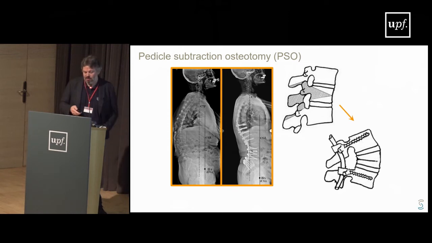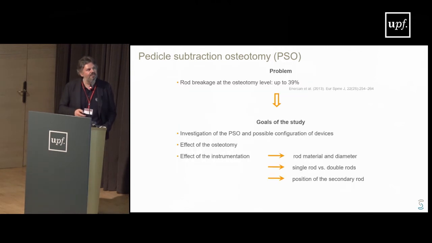It's a big problem. So what we tried to study with the finite element model is if we can do something in order to reduce this rate of fracture that we have in the rods. So it's reported in the literature up to 39%. We are in our clinic more close to 20, 25%, but it's still a big number. If 25% of your patients will have a fracture of the rods, it's a big problem.